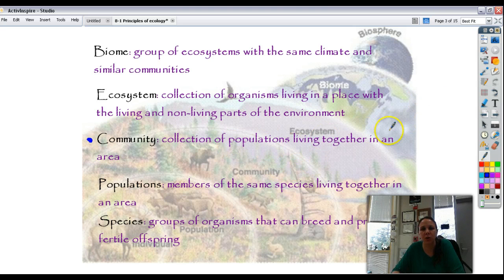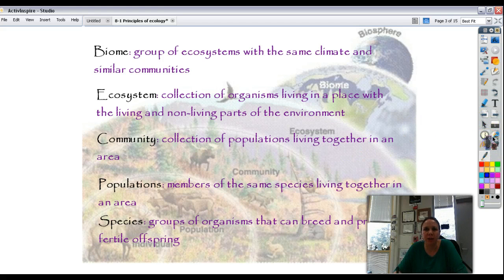So what's a population? Well, that's the next smaller unit. If the community is the rabbits and the coyotes and the saguaro cactus, well, a population would just be one group of those, members of the same species living together in a particular area. So maybe I'm just looking at just the kangaroo rats and ignoring everything else. That would be a population.